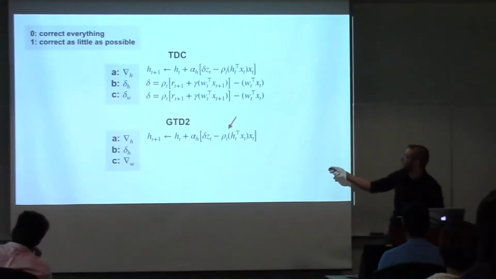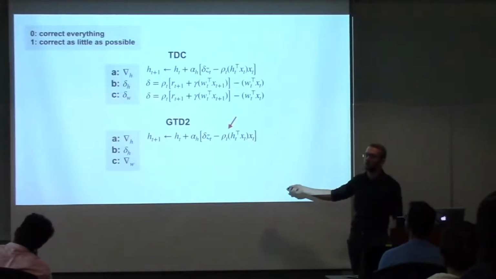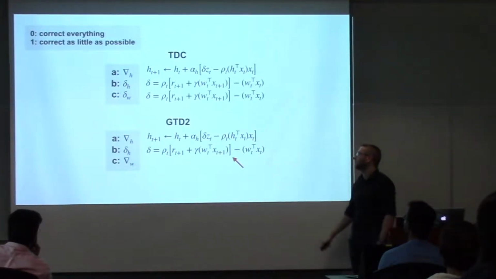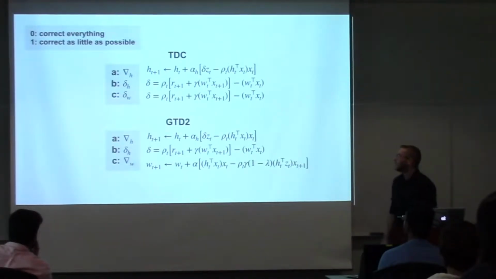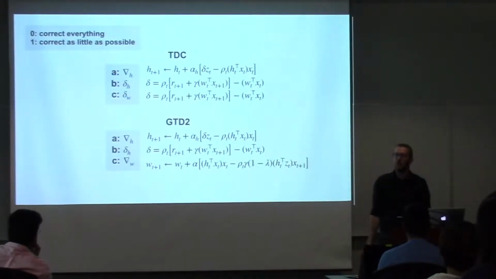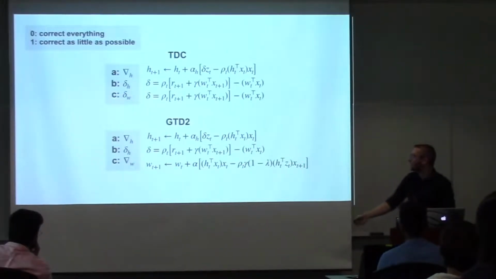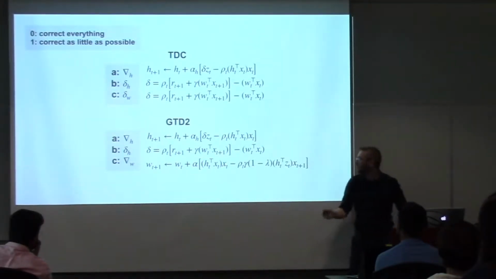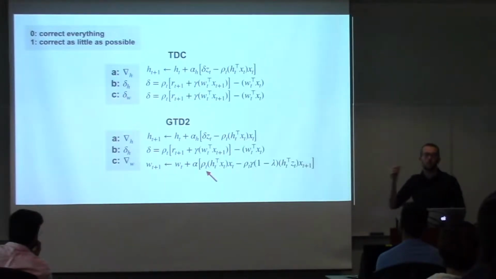GTD2 has the exact same update for H, so the same set of rho placements there. Has the same TD error for H, so the same set of rho placements there. But it has this update for W, which has rho here. And this is necessary because xt plus 1 depends on the next time step, so I have to correct that. This thing right here is a constant on this current time step with respect to the current time step. But I could also correct that as well.